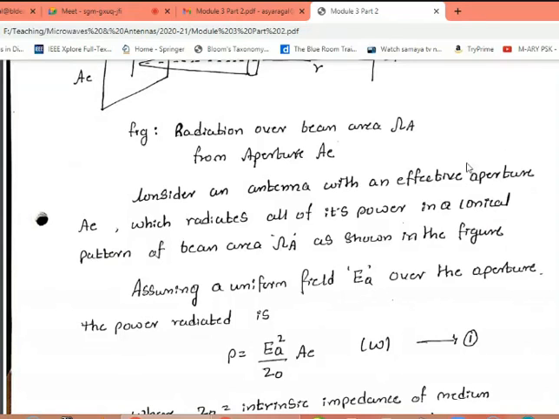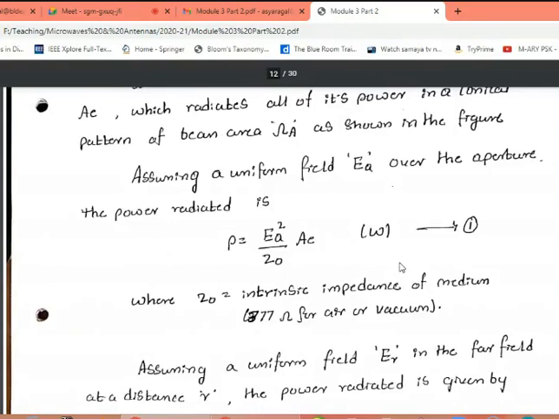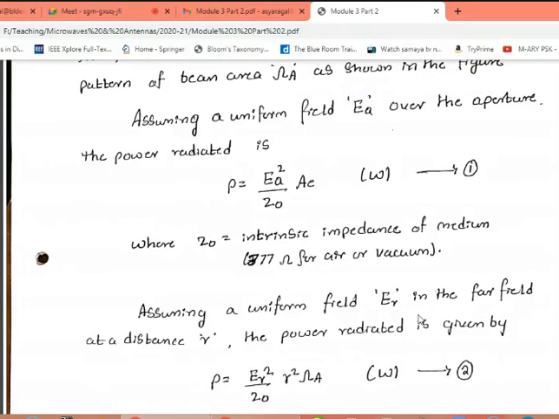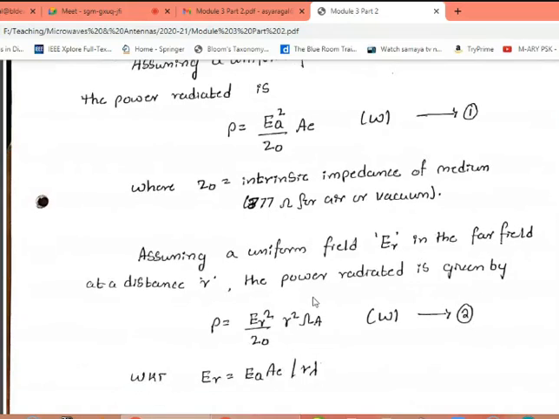So that is equation number 1. The intrinsic impedance of the medium has already been given. Now assuming the uniform field ER in the far field, remember, far field at a distance R, how much power will be radiated? P equals ER squared divided by Z naught, into R squared, into the beam area.